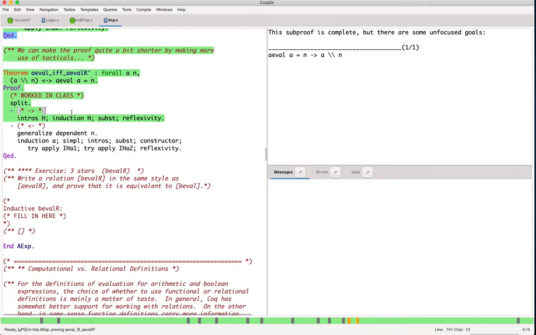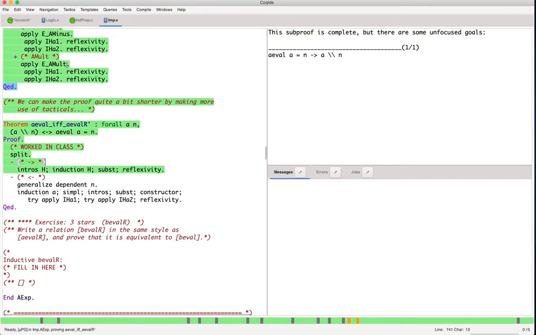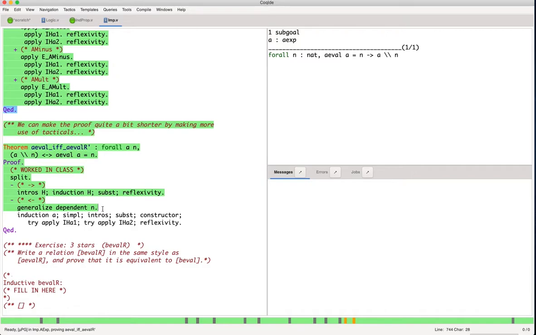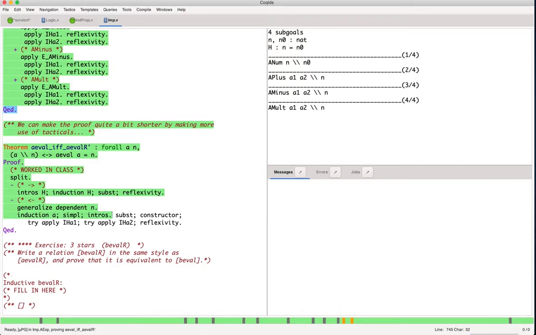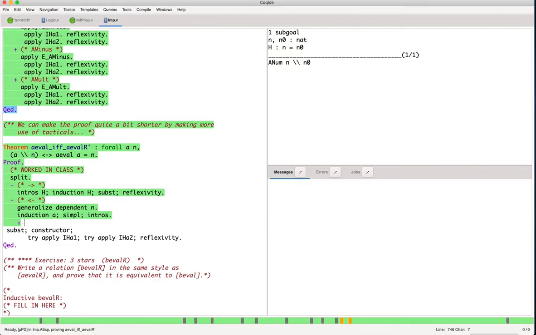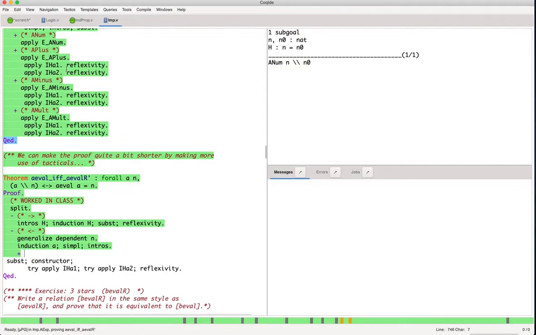The other direction is similar. In the proof up above, we had these sorts of patterns. The starting point is induction on this thing, a simplification, and an introduction of everything. So let's stop there. Now if we have a look at the next level, the next thing we want to do, according to our proof above, is apply EA_num, which we can do, but we can also do constructor.